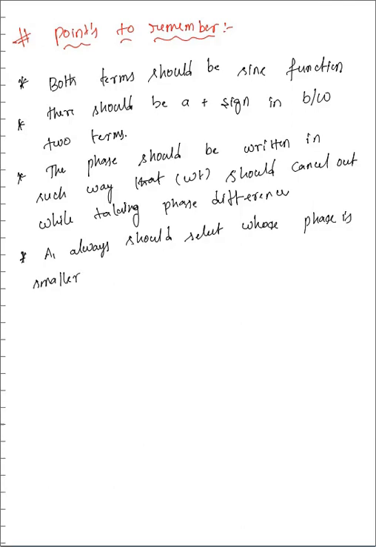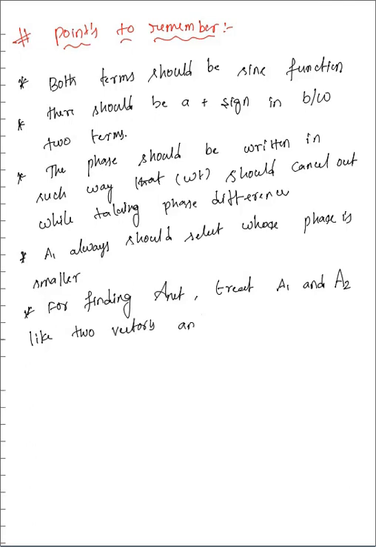Next point, for finding the net amplitude, what we need to do is treat A1 and A2 like two vectors and solve by using the parallelogram law of vectors. Therefore, A net can be written as what here?